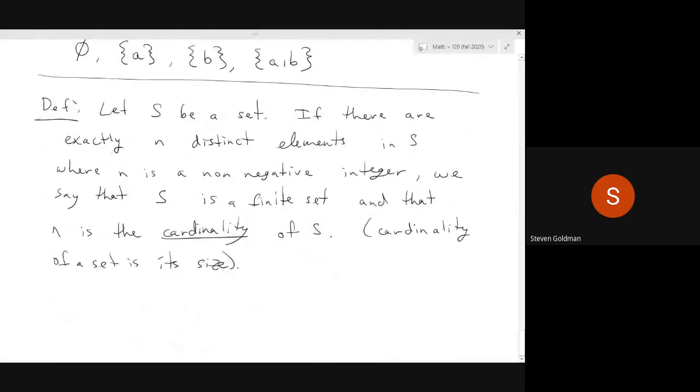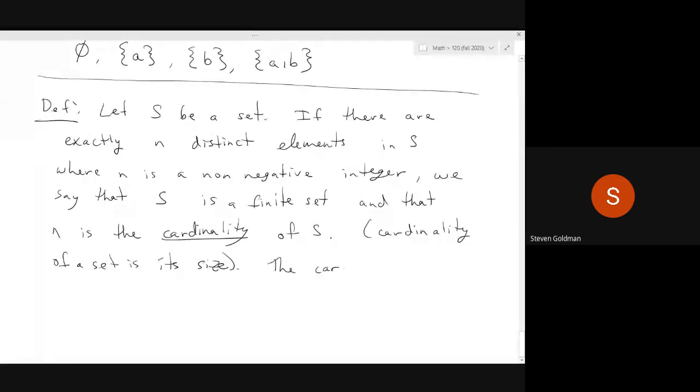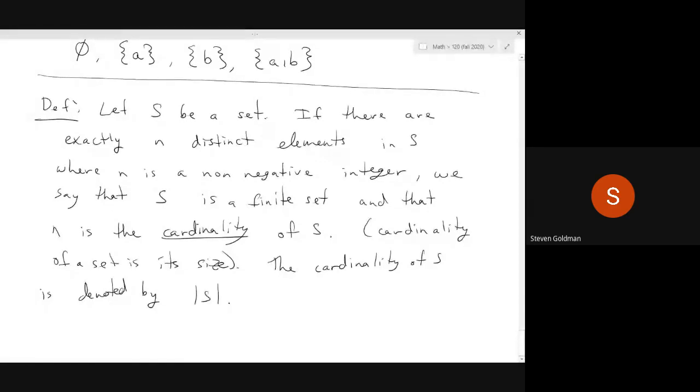Okay. If we want cardinality, we use the absolute value symbol, right? So the cardinality of S is denoted by the absolute value of S, like that. So that's not absolute value. It's the same symbol as absolute value, but it's not absolute value. That's referring to the size of the set, the cardinality of the set. How many distinct elements are in the set S?